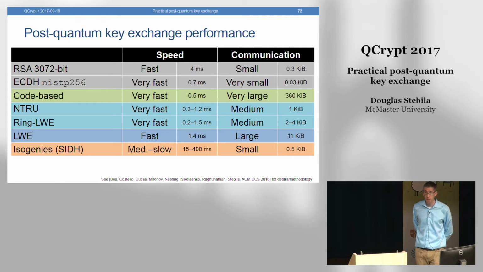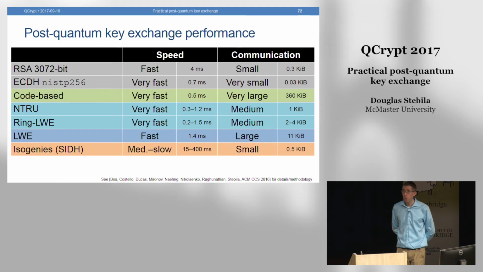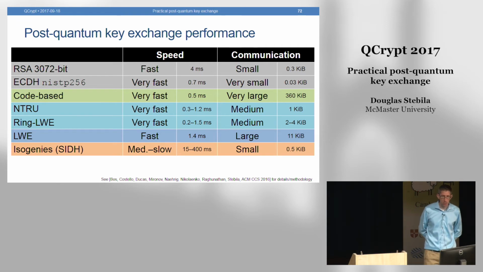Now you can see the traditional crypto systems in gray have a really good performance trade-off in terms of both speed and communication. They're very fast in software, and they have very small communication. And none of our post-quantum candidates to date achieve quite that same performance on both characteristics. We can have very fast post-quantum crypto systems, but at the expense of having larger public keys, in some cases very large.